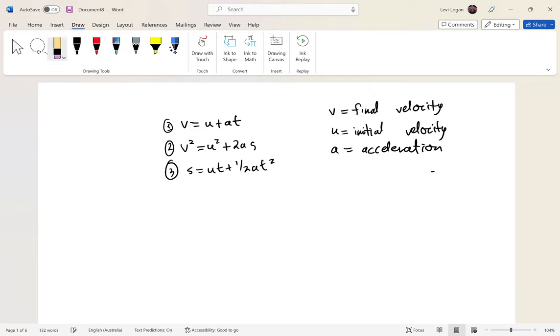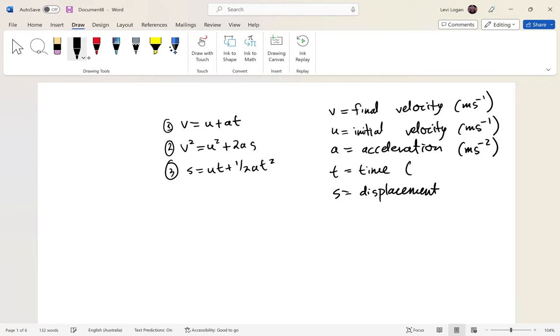Next one is t, which is pretty obvious, it's time. And s isn't so obvious. s means displacement. Displacement is like distance, but it's a vector quantity. v has the units meters per second, u has the units meters per second, a has the units meters per second per second, t has the units seconds, and s has the units meters. That's what each of the letters means in these equations.